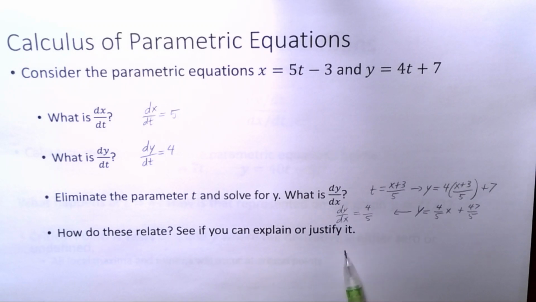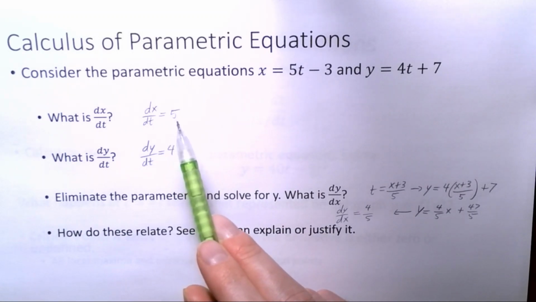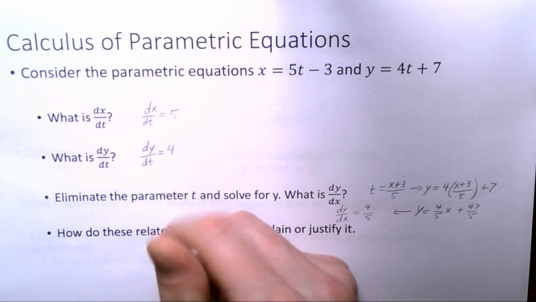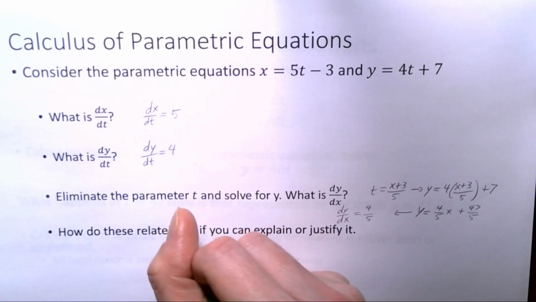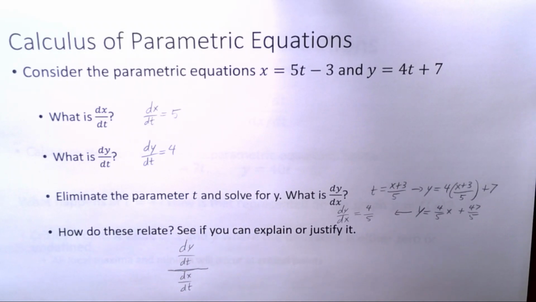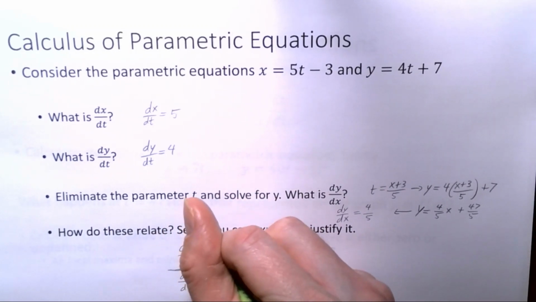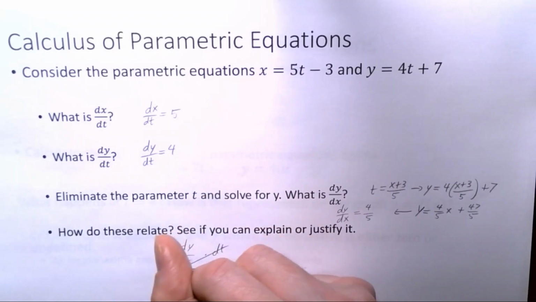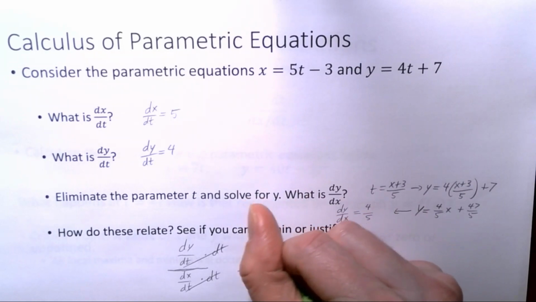Now, if you thought about this question, look at dy/dt and dx/dt. Think about what happens if we have dy/dt over dx/dt. As a general rule with fractions, we can multiply by the same thing on the bottom and the top. This would leave us with dy/dx.